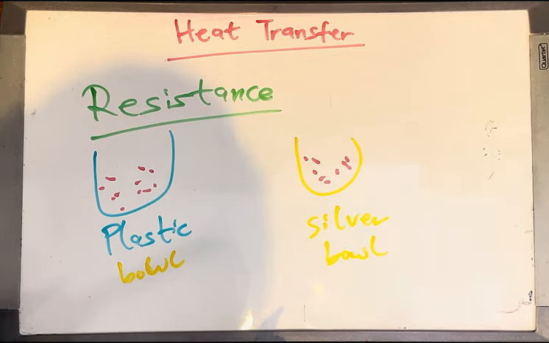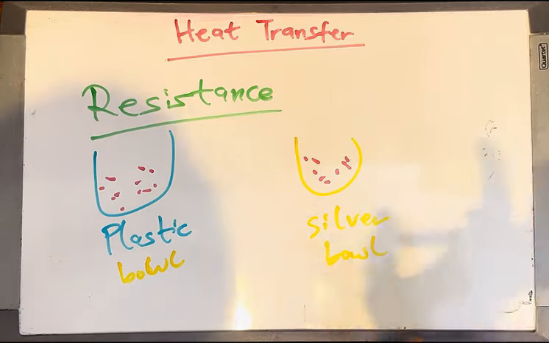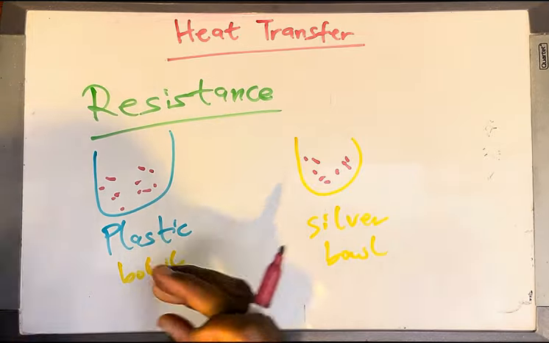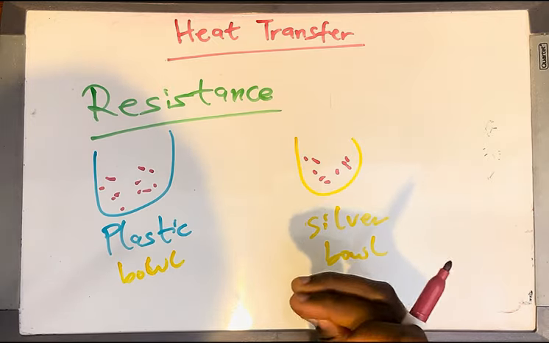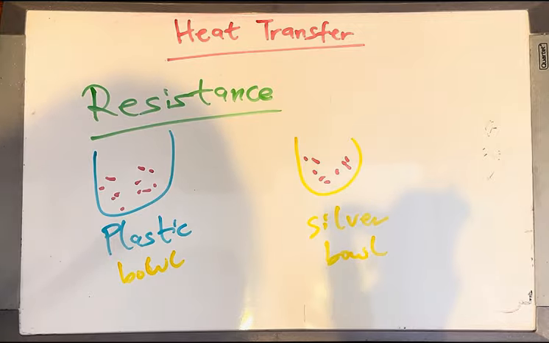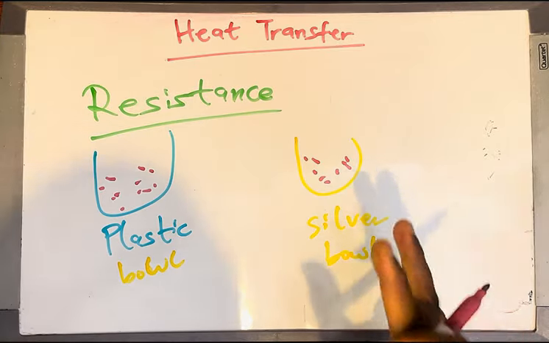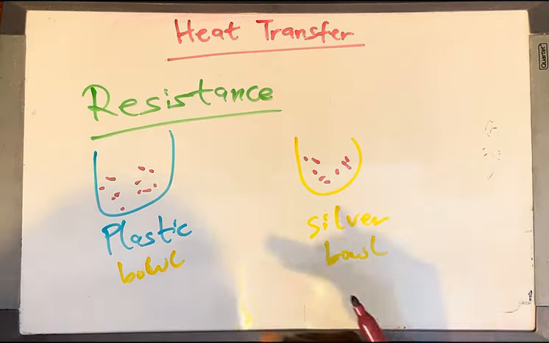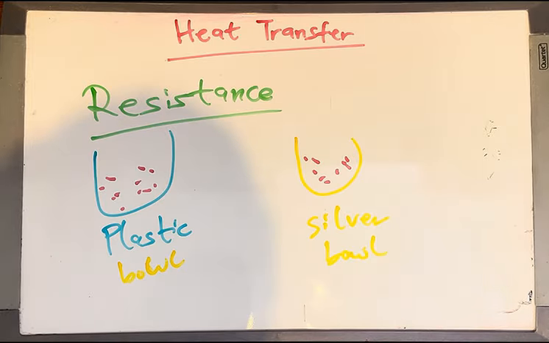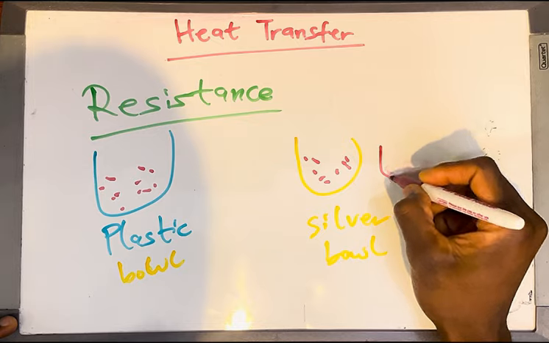The reason is simple. These two containers have different thermal resistance. The plastic bowl has a very high thermal resistance, and because of that, it will be able to efficiently oppose heat flow through it, and hence it will take a very long time before the food inside will cool down.